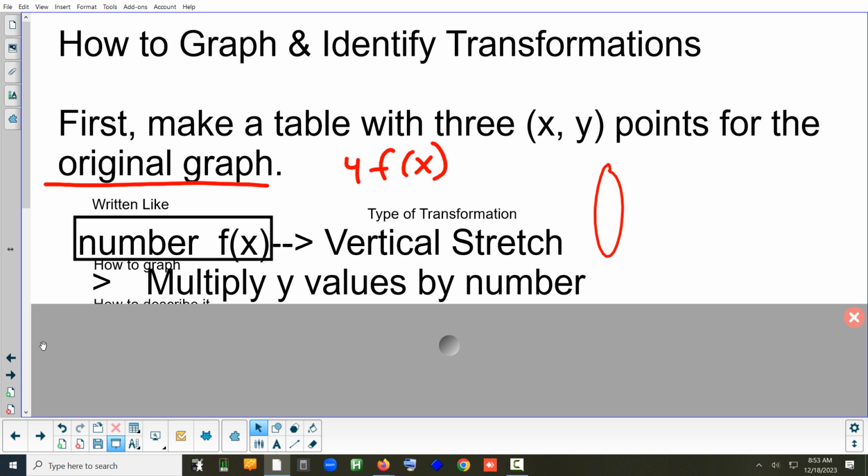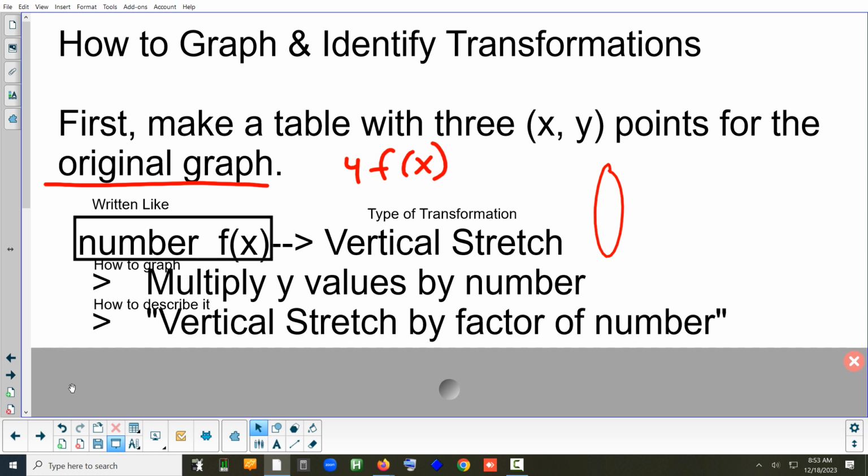So how would you actually graph that? Whenever you're doing a vertical stretch, you have to multiply the y values by a number. So in the how to graph column, put down multiply y values by a number. And the last thing, how do you describe it? That's the sentence you use when you want to describe a vertical stretch.